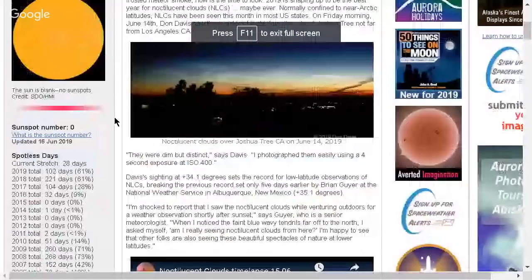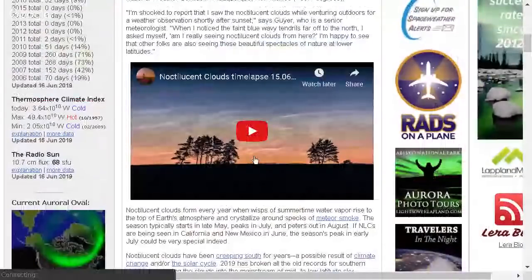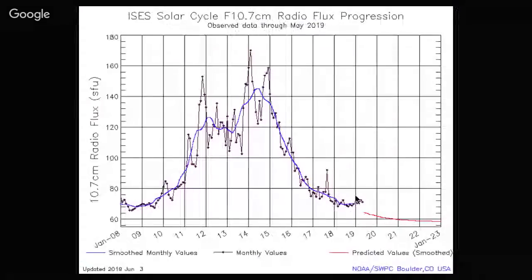Talking noctilucent clouds and talking 10.7 centimeter radio flux, which is all the way down at 67, folks. Legit solar minimum conditions here. And we are looking for an uptick. We are expecting an uptick within a couple months, as my prediction for cycle 25 to begin is September. And I've been saying that for about a year now. So I see no reason to change my forecast yet.